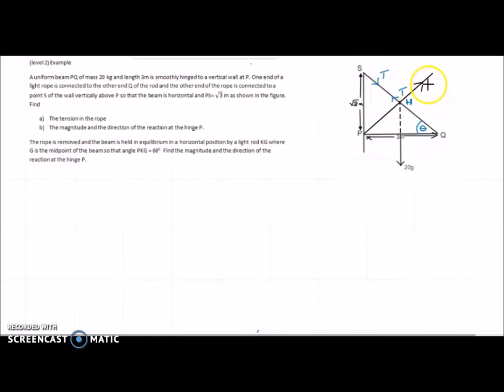If the forces are not parallel, the 3 forces must meet at a point. Let this reaction be R. Then R must pass through H. That is, these 3 forces meet at a point, and that point is H.